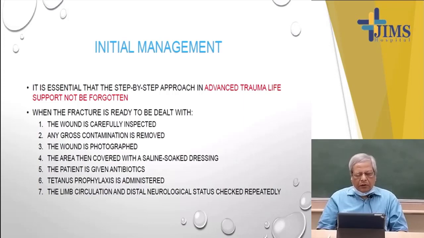The area is then covered with a sterile dressing. The patient is given a broad spectrum antibiotic, mainly ceftriaxone, cefuroxime or cefotaxime. If the patient is young, not elderly, and it is a severe open injury, then you can add an aminoglycoside, amikacin. Tetanus prophylaxis is administered. The limb circulation and distal neurological status are checked repeatedly.